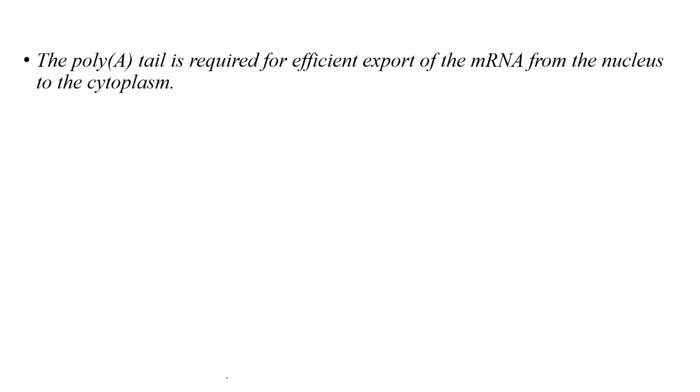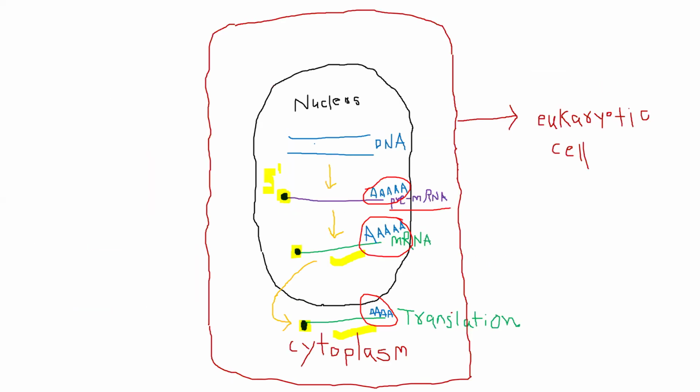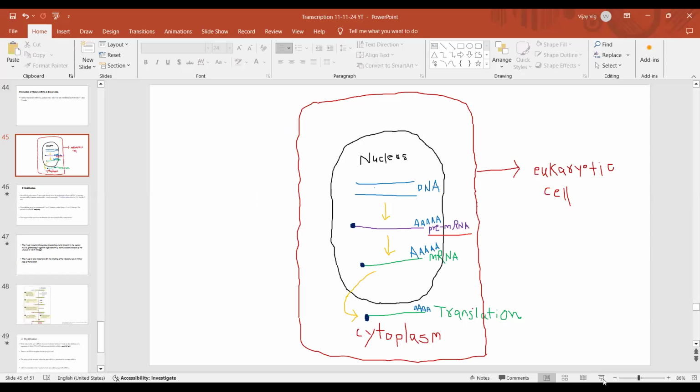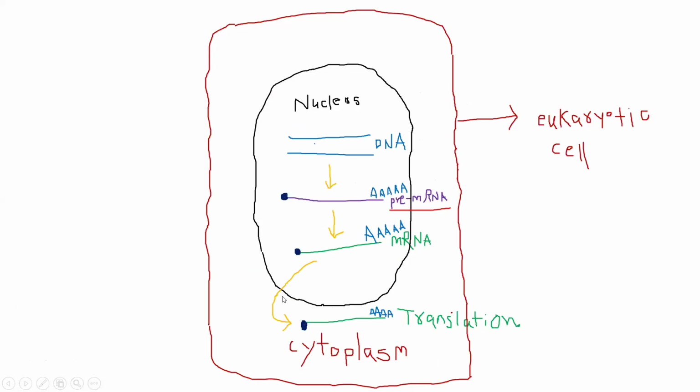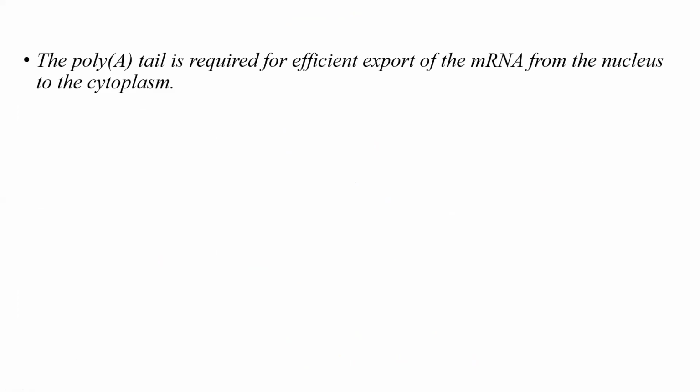Ribosomes are in the cytoplasm, so mRNAs are exported from the nucleus to the cytoplasm, and the poly A tail plays a very significant role in the efficient export of this mature mRNA from the nucleus to the cytoplasm, which becomes the first function. The poly A tail is required for efficient export of the mature mRNA from the nucleus to the cytoplasm.